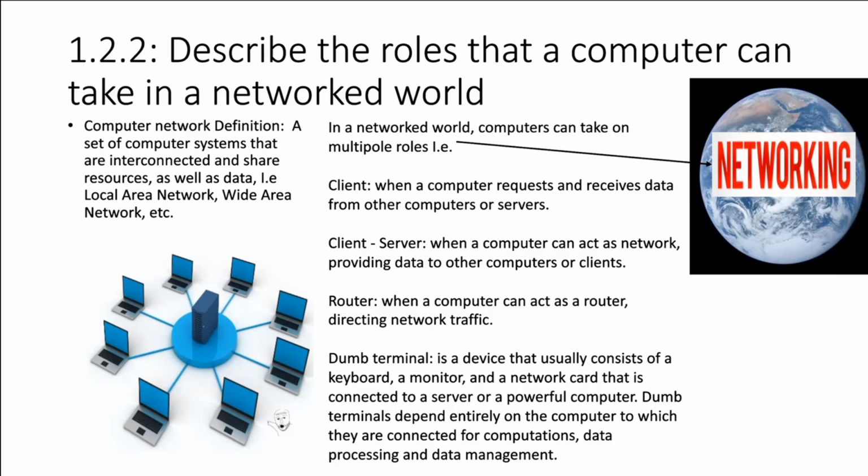So in a networked world, computers can take on multiple roles. So there's the client, server, router, and dumb terminal, for just a few examples. So a client is when a computer requests and receives data from other computers or servers. A server is when a computer acts as a network provider, providing data to other computers or clients. A router is when a computer acts as a router, directing network traffic.